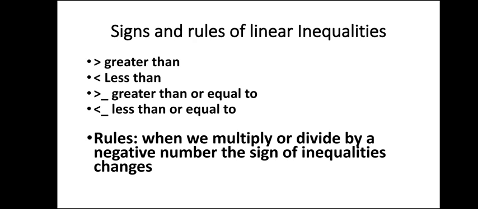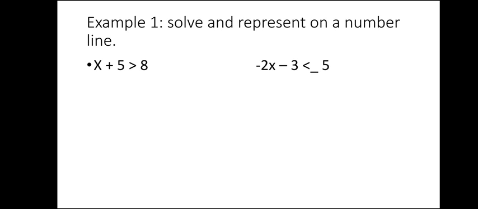The rule says when we multiply or divide by a negative number, the sign of inequalities changes. That is, if the question gives us greater than and we multiply or divide by a negative number, it changes to less than. Now let's practice some questions so we can understand this better.